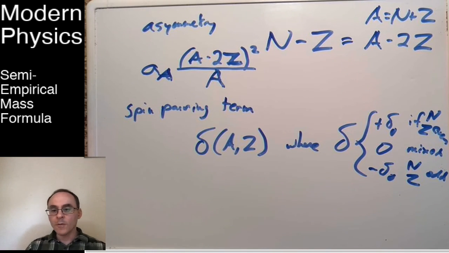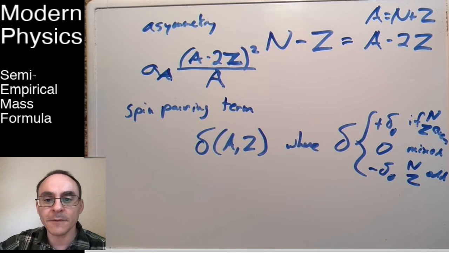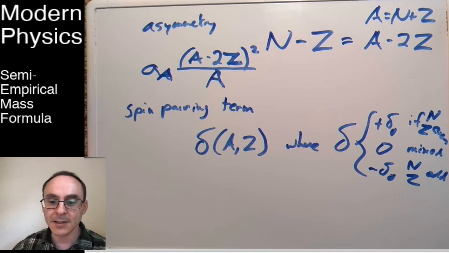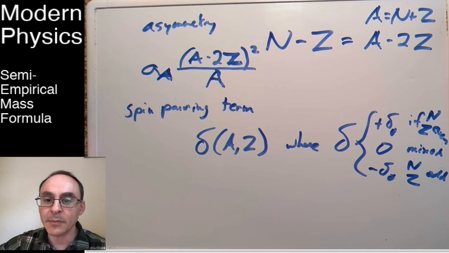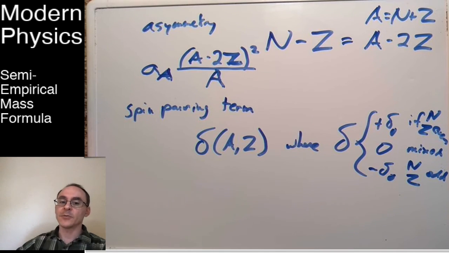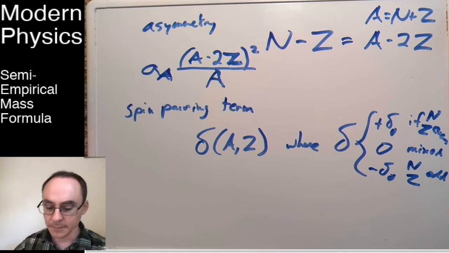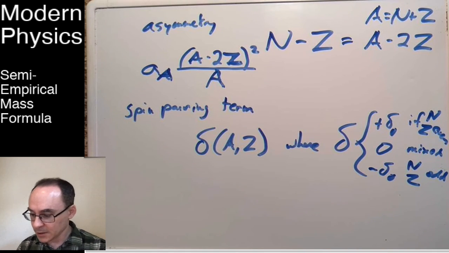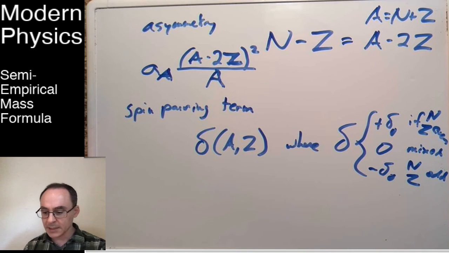So it's basically just an overall little correction term that accounts for the fact that these little magnets, if you want to think of them that way, like to line up in pairs, and that if you have an odd one left out, it contributes some overall energy to the whole thing. So that's all 5 terms of the semi-empirical mass formula.